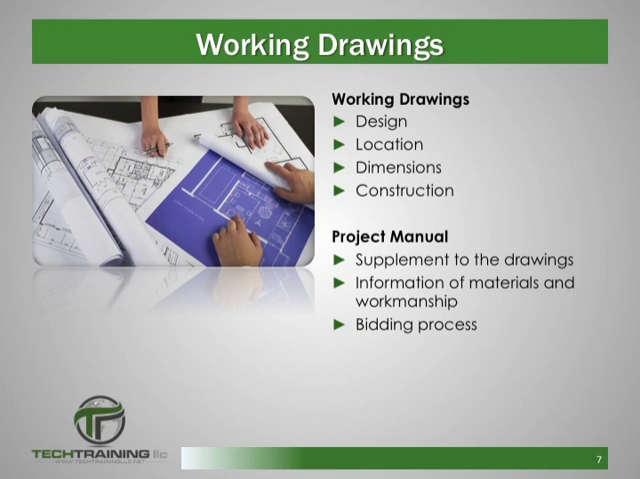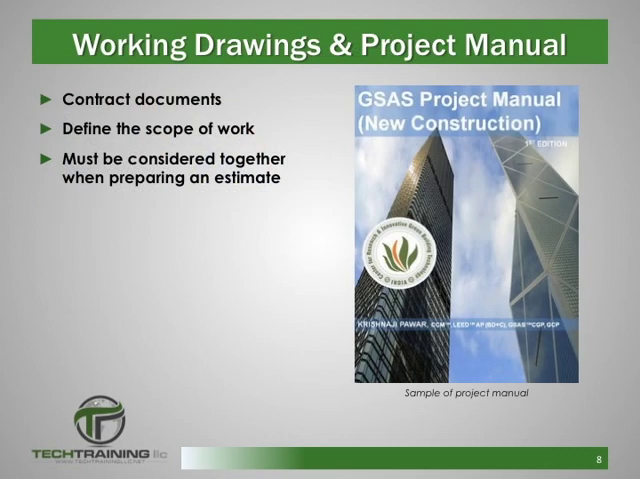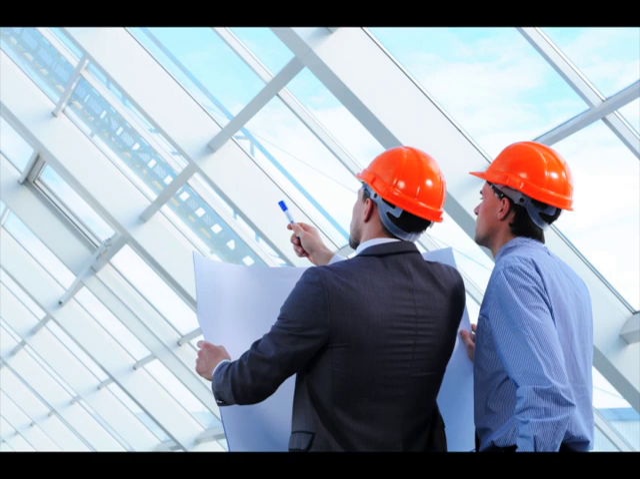The project manual is often referred to and mistaken for the specifications. This is because it does contain technical specifications, but the project manual contains much, much more. In fact, the working drawings and the project manual constitute the majority of the contract documents. They also define the scope of work and must be reviewed together while preparing an estimate. The drawings and the project manual complement each other and often overlap in the information that they provide. The bid submitted must be based on the scope of work provided by the owner or the owner's representative.